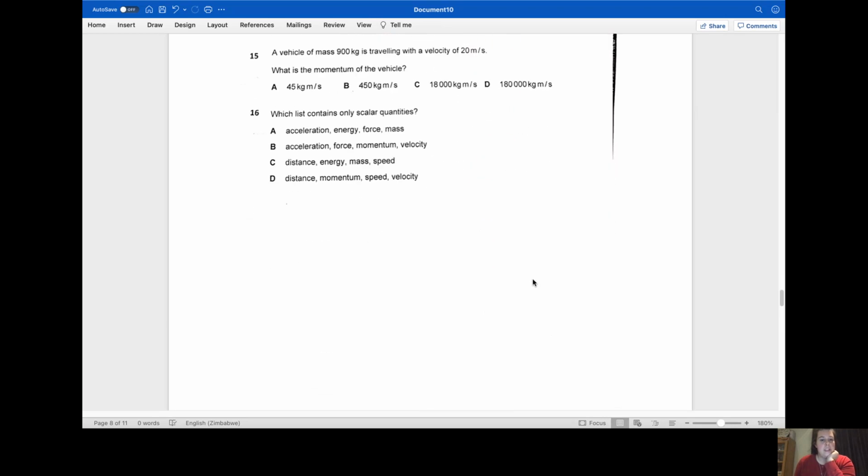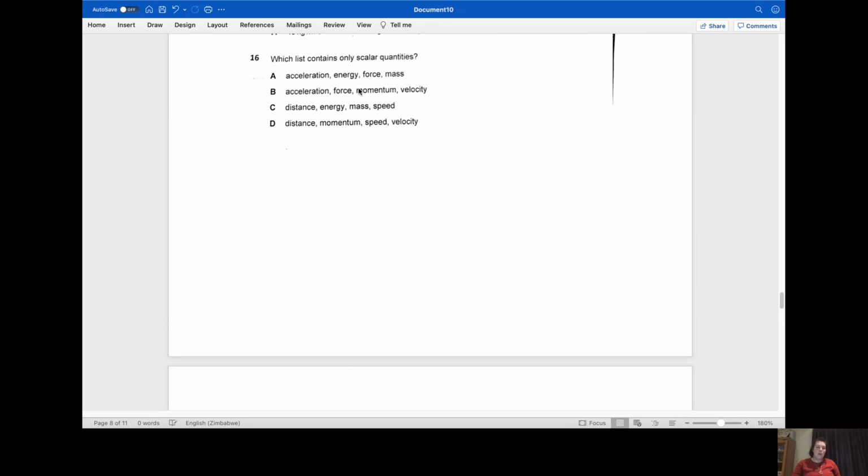Question 15. A vehicle has a mass of 900 kgs and it's traveling at 20 meters per second. What is the momentum? This was really easy. Momentum equals mass times velocity. 900 times by 20 gives you 18,000. Super simple. You should not have struggled with that at all. What is momentum? Mass times velocity. Mass is 900. Velocity is 20. 18,000.